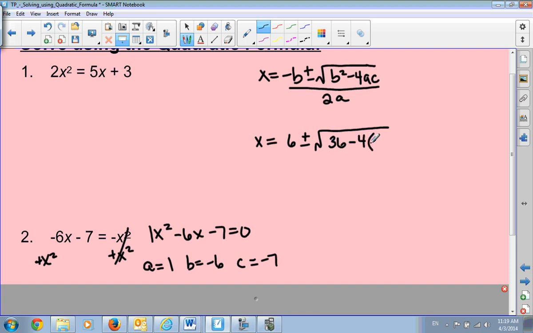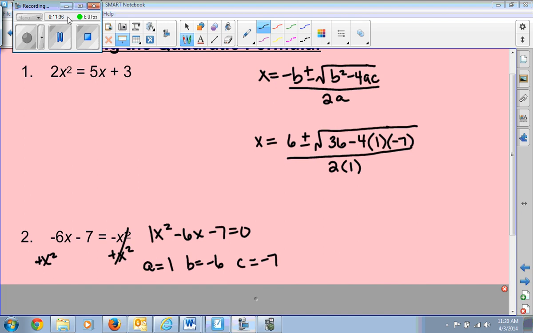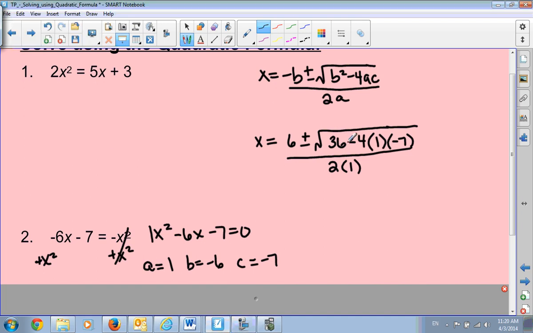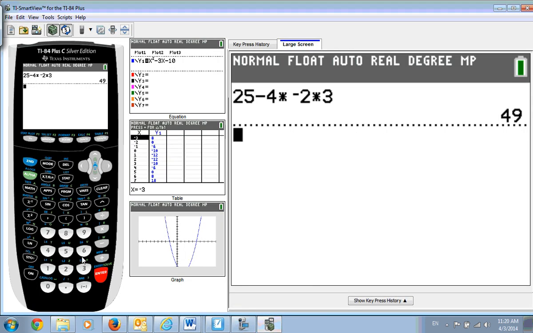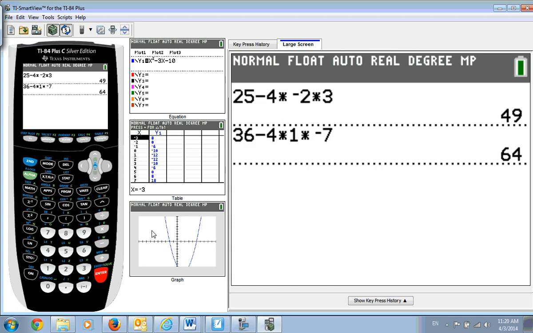Minus 4 times what's a? 1. Times what is c? Negative 7. All over 2 times 1. So we need to figure out what is 36 minus 4 times 1 times negative 7. Calculators. 36 minus 4 times 1 times negative 7. 64. A nice perfect square.